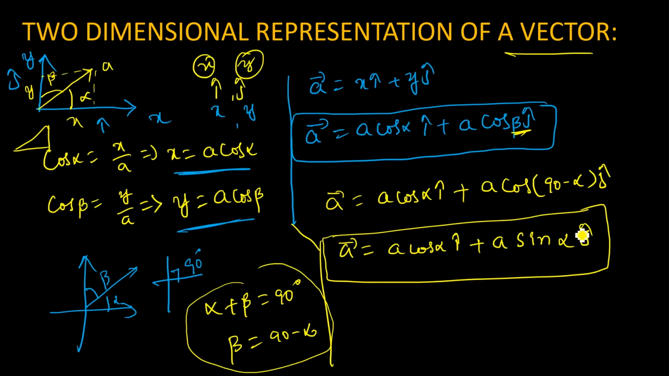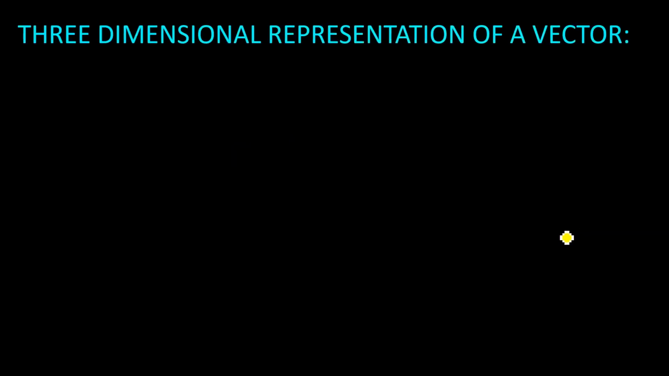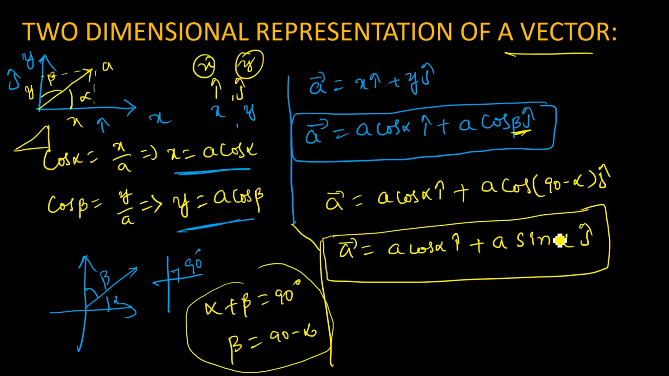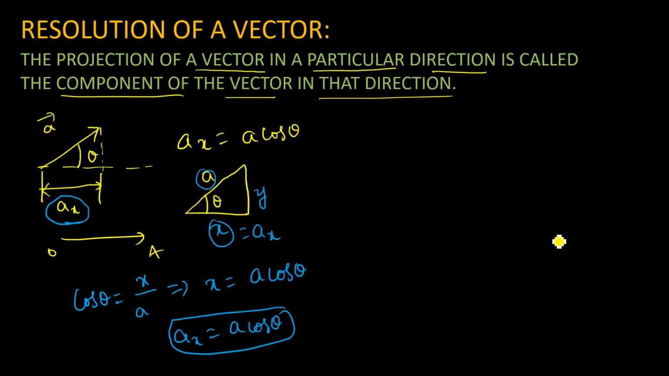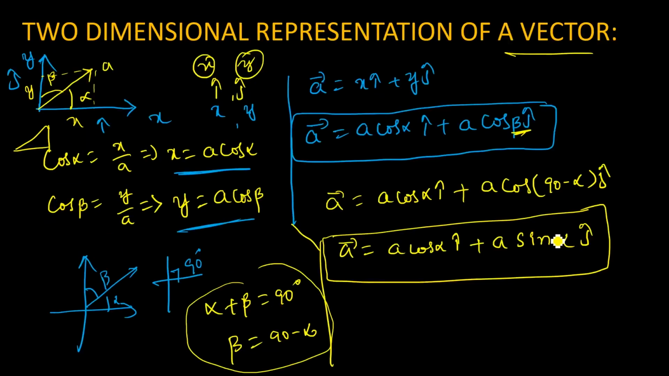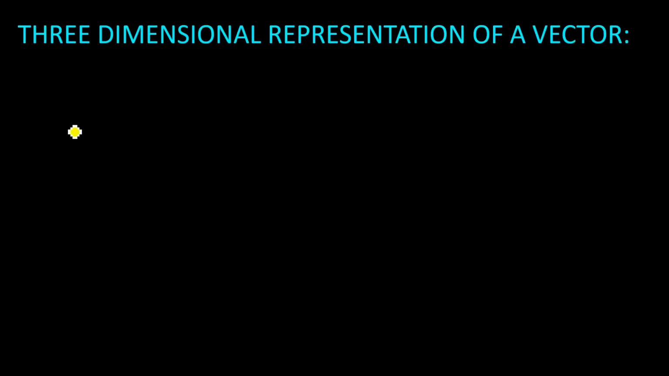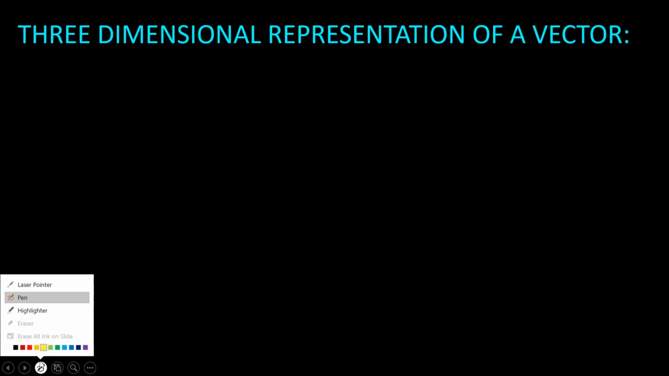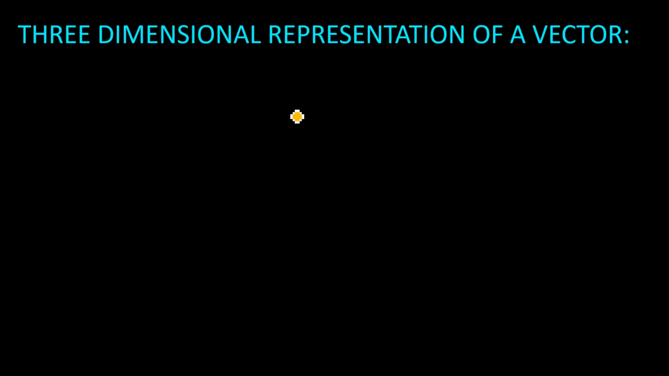So this covers the resolution of a vector, the direction of a vector, and the two-dimensional representation of a vector. Now we will look into the three-dimensional representation of a vector. How we have to represent it in a three-dimensional way.